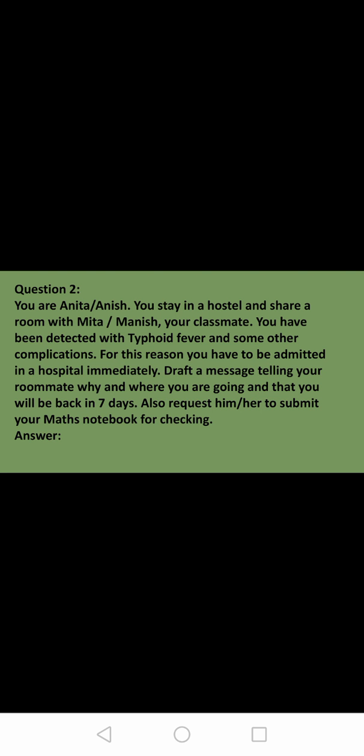Now boys are going to write Anish, girls are going to write Anita, then your friend Meeta or Manish, like this. So you have been detected with typhoid and you have to be admitted to the hospital immediately for 7 days, and in between you want your maths notebook to be corrected, so you are giving this instruction to your friend. All this you are going to write in a message.